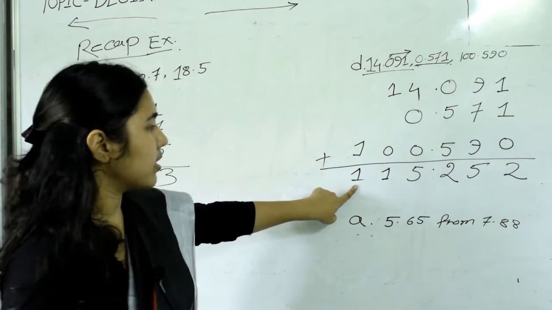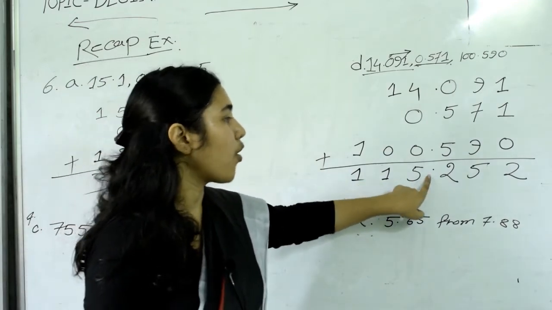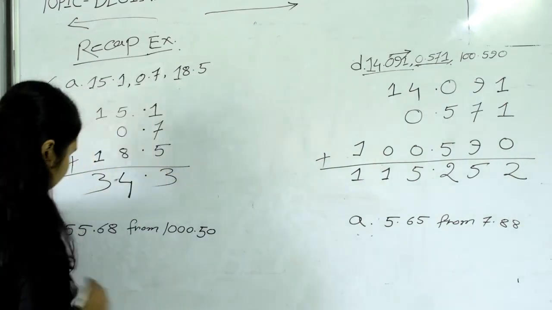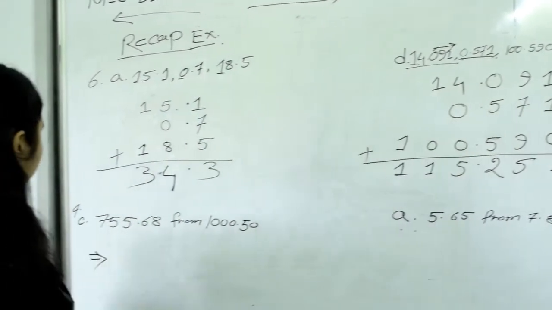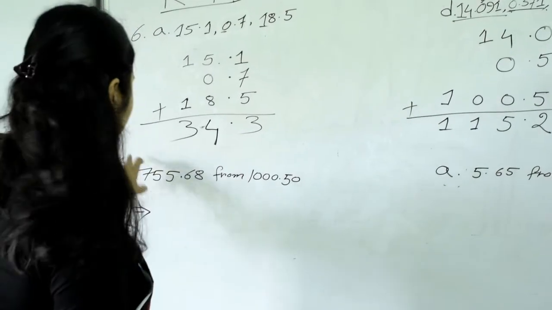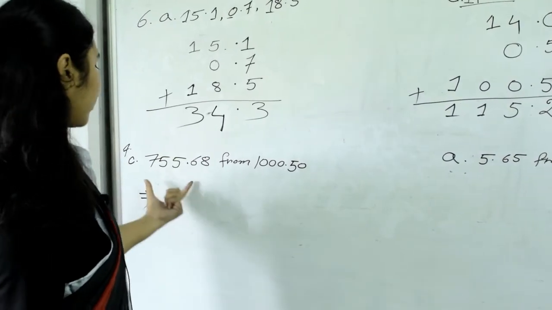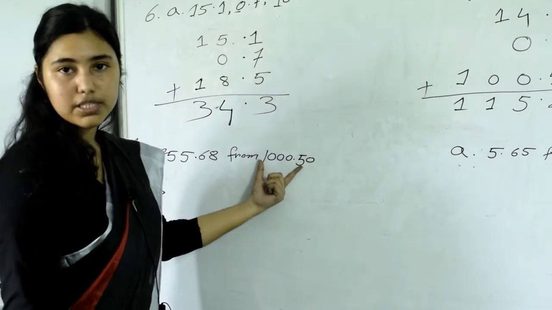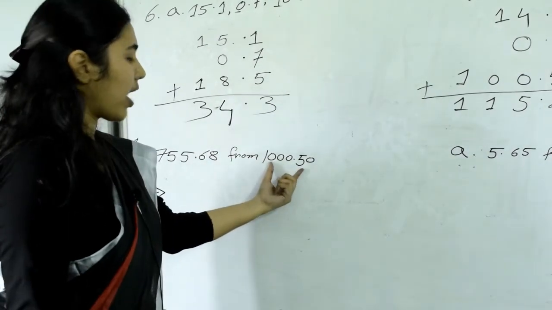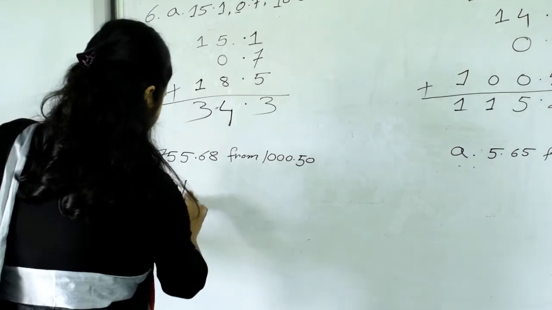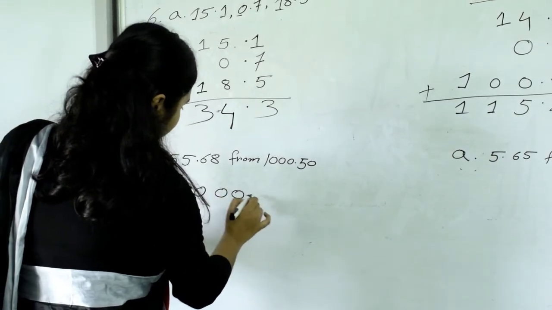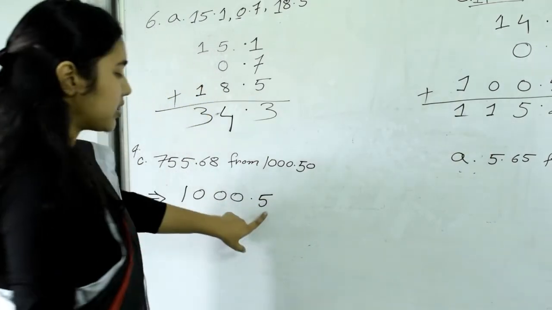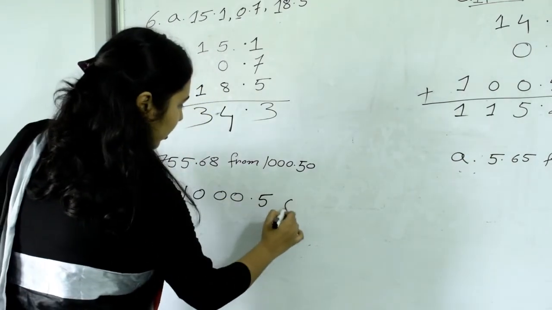So our answer is 115.252. Next, question number 7. Here you have to subtract this decimal value from this decimal value. So first write the bigger one. So 1000.50. So 5 in the tenths place and 0 in the hundredths place.